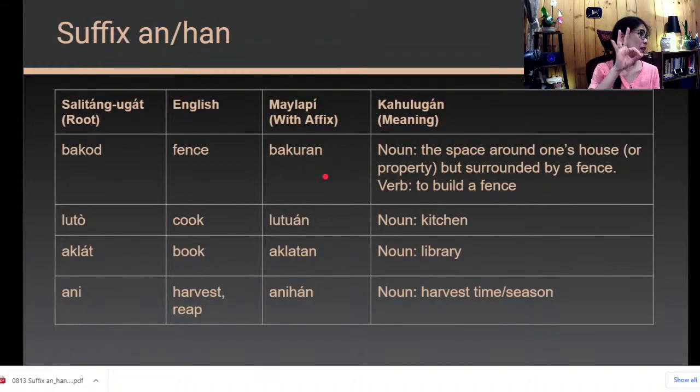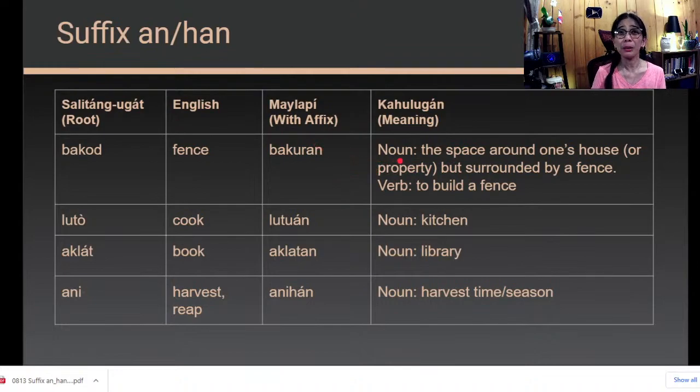Bakuran. Three syllables. You can repeat after me. Repeat after me. Bakuran. Yes, Bruce did it. Bakuran. Okay. Next. So what does bakuran mean?